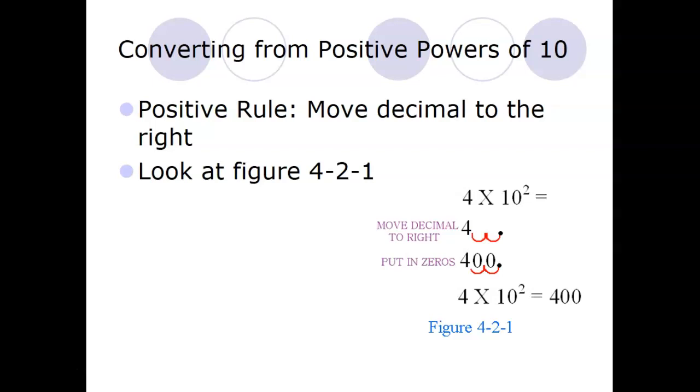Okay? So the very first thing they're showing you here is 4 times 10 to the 2. And in order to write that out into its proper decimal form, they take that 2, 10 to the 2, and they move the decimal point from behind the 4.